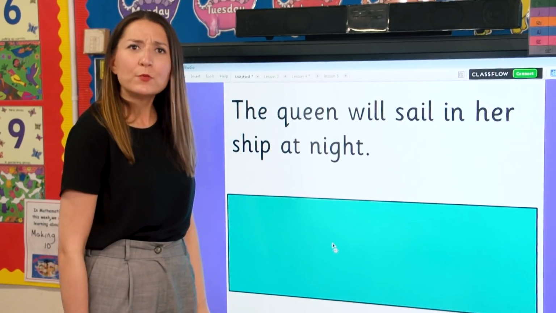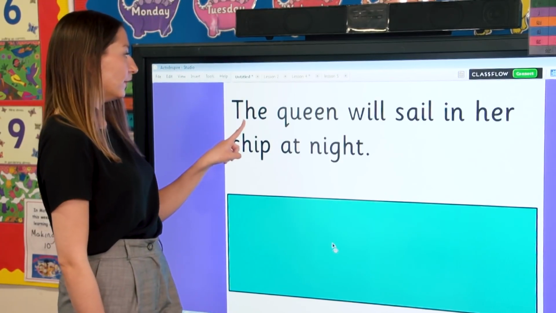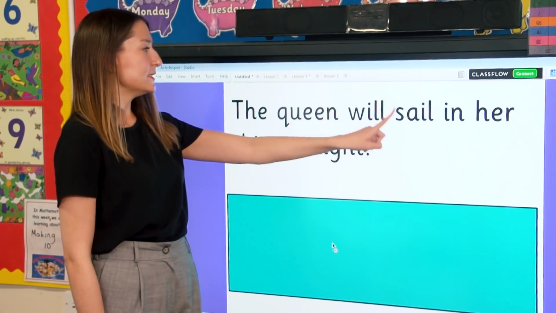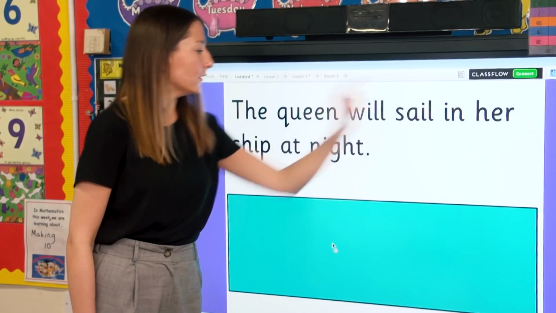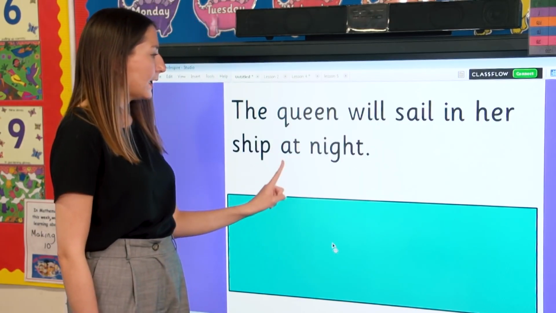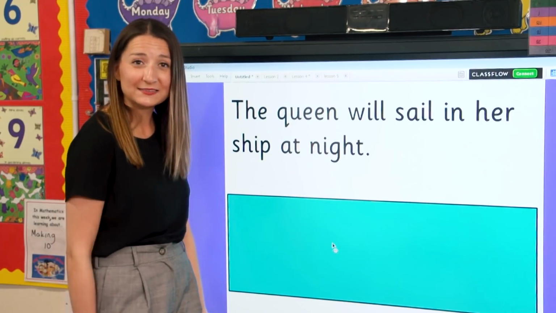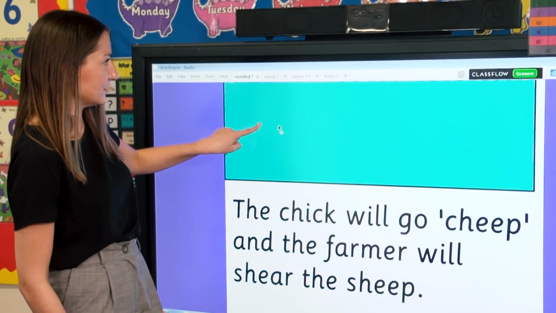Let's read this one more time. Read the words as I point to them. The Queen will sail in her ship at night. Well done, fantastic reading. Let's have a look at the other sentence.